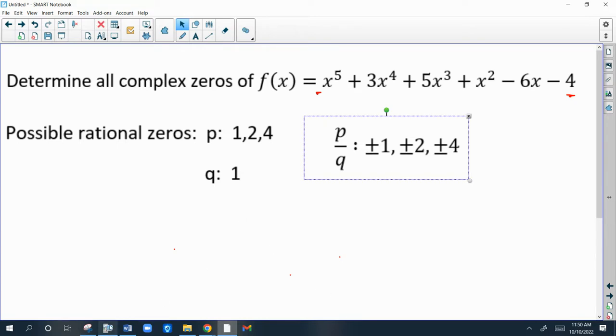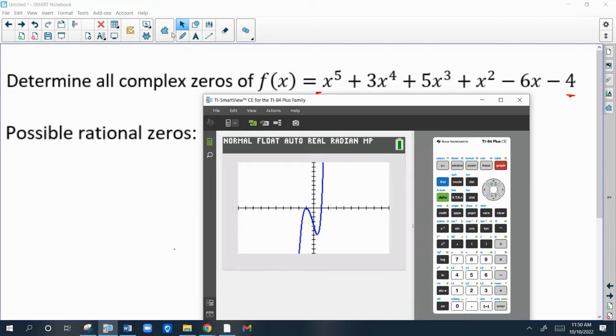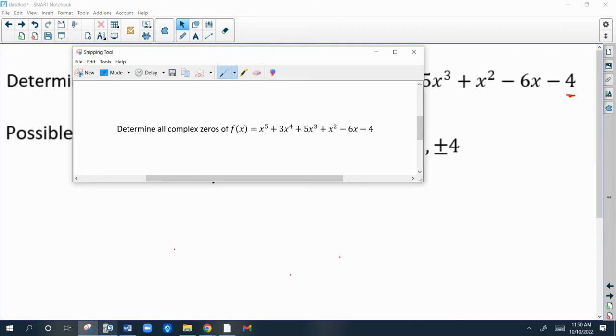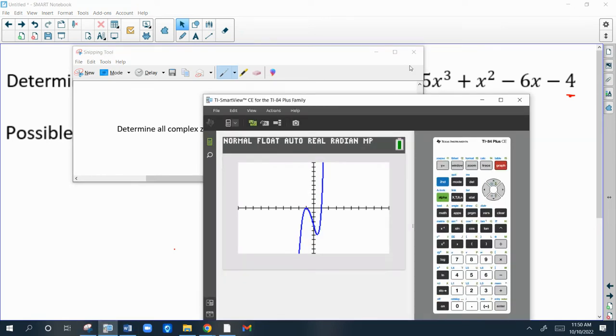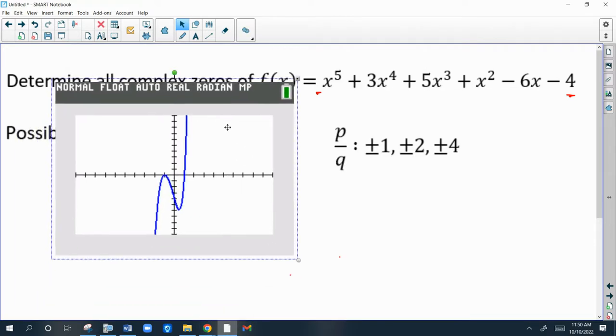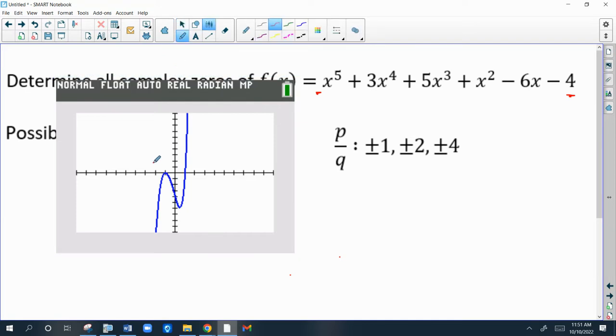So what I'm going to do here is graph this and kind of cheat, to find out which one should work. So I did graph it already, and you can see on my graph, I lost my graph. It looks like negative 1 and 1 are the rational zeros. Furthermore, negative 1 bounces. So negative 1 should happen twice.